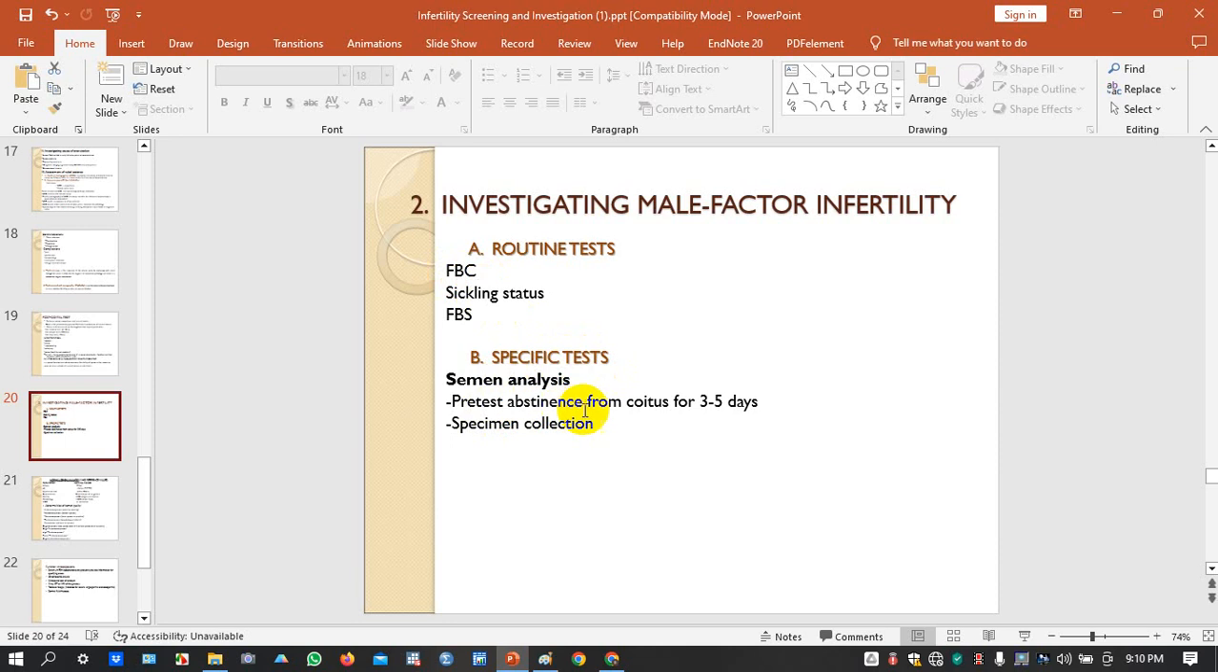So this is how it is done. Before you do the semen analysis, you need to abstain from sex for about 3 to 5 days. Then afterwards, you collect the specimen after the waiting period of 3 to 5 days without having sex. Then the person has to either do coitus interruptus or have sex and withdraw the penis into a sterile container, and collect the sperm inside.